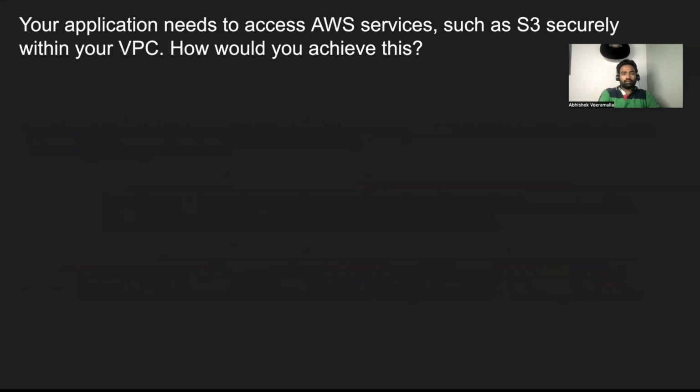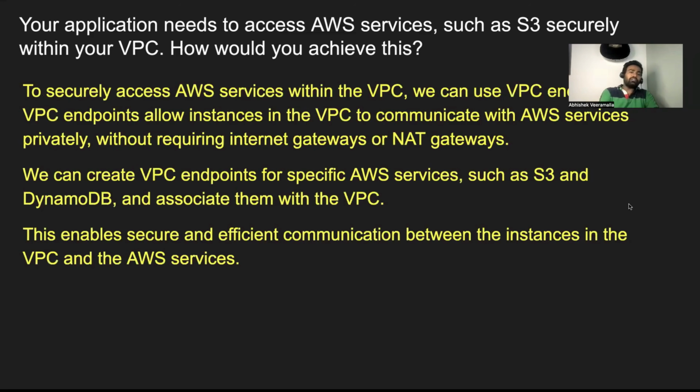Perfect. Next question. Your application needs access to AWS services such as S3 to communicate securely within the VPC. How would you achieve this? This one I did not cover too much, but when I did the VPC configuration in the last video, on day 7, I showed you that there is something called a VPC gateway, or S3 VPC gateway. When we were creating the VPC, we used an option called VPC and more. Then in the diagram, you saw something like a gateway, VPC gateway. So you can use that same thing.